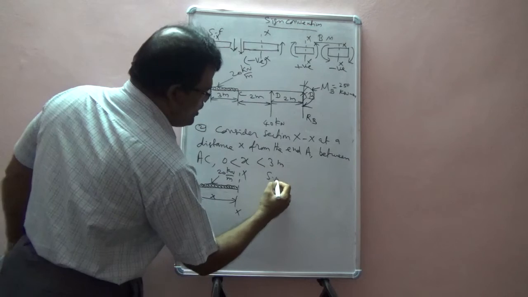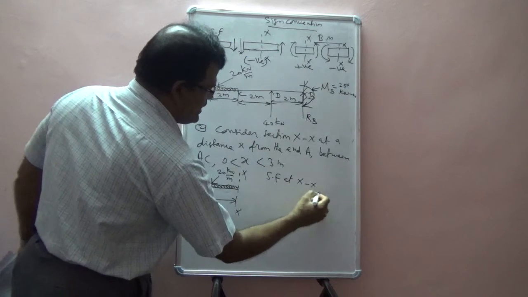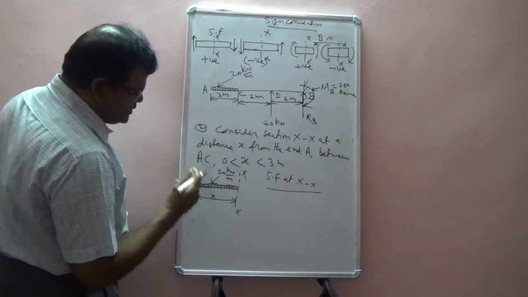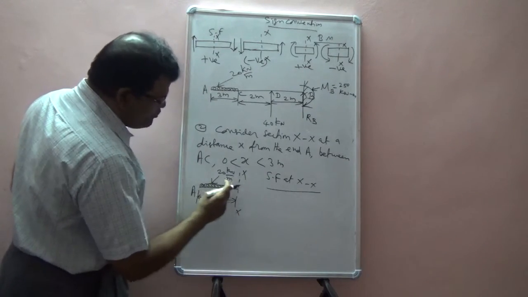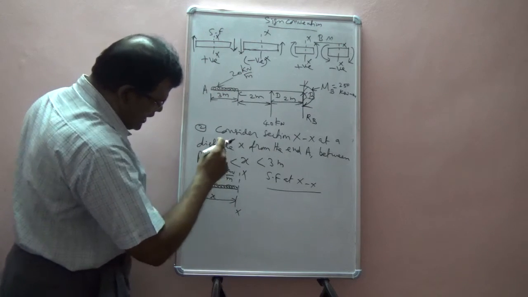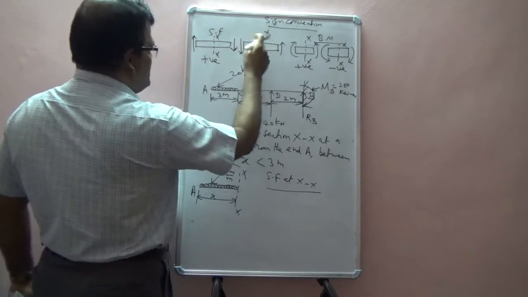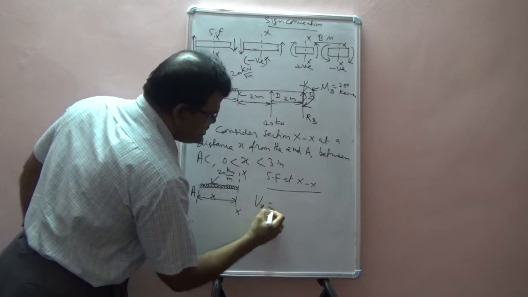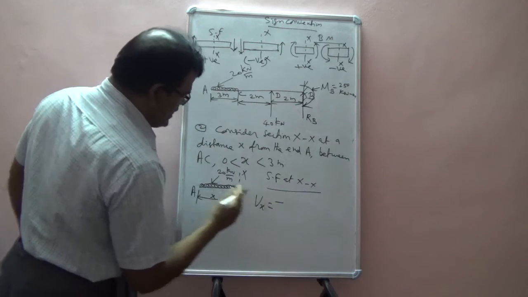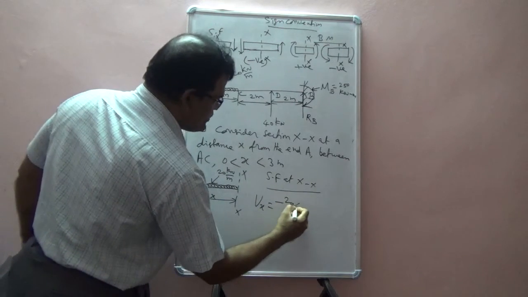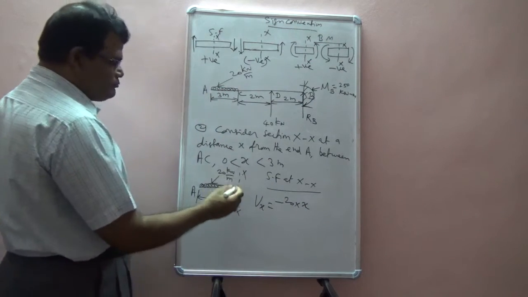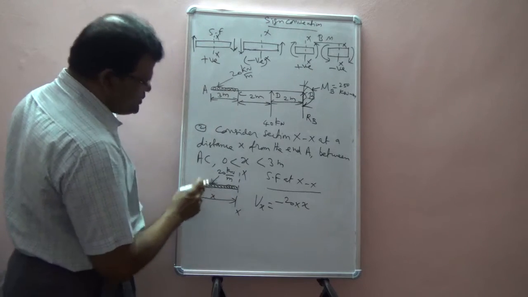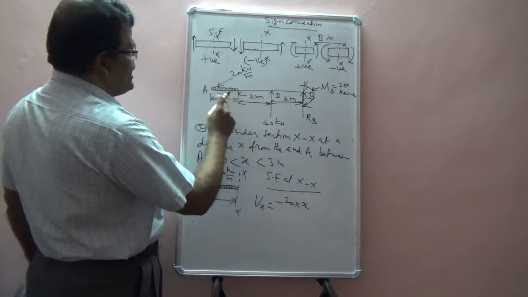Let me find out the shear force at XX. So this is the XX section. I have considered the left side. The left side force, this uniformly distributed load, is acting downward. So the left side force acting downward is negative. Therefore Vx, the shear force at XX, will have a minus sign. What is the force? 20 multiplied by x. Is there any other force? No, only one uniformly distributed load is there, as per this load diagram.